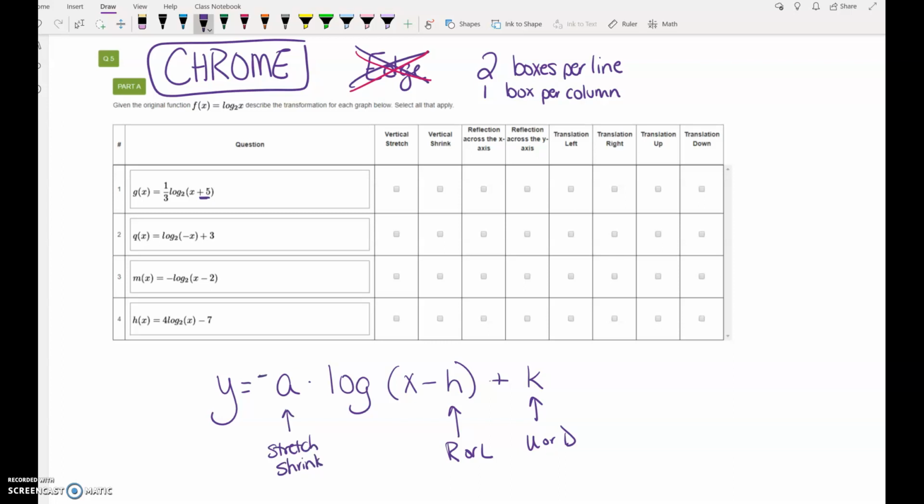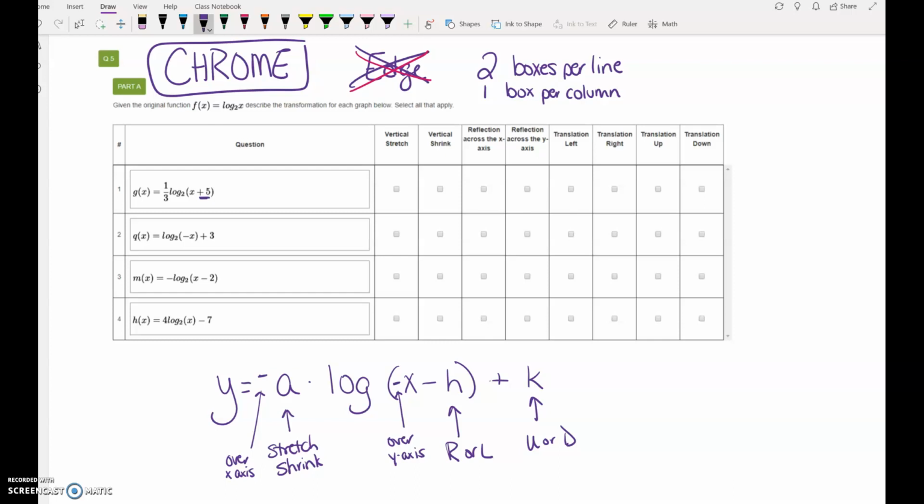If there's a negative here, that negative flips it over the x-axis. It flips it up and it's like a vertical flip. If there's a negative in here, this is a flip over the y-axis. It's a horizontal flip. So you may want to write that down, have that, study that, because that's the pattern.